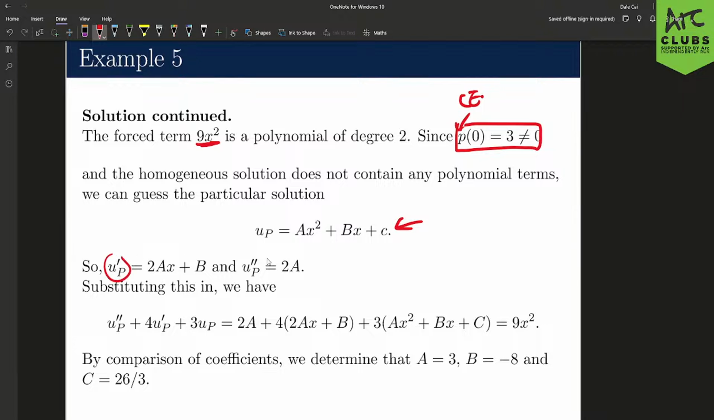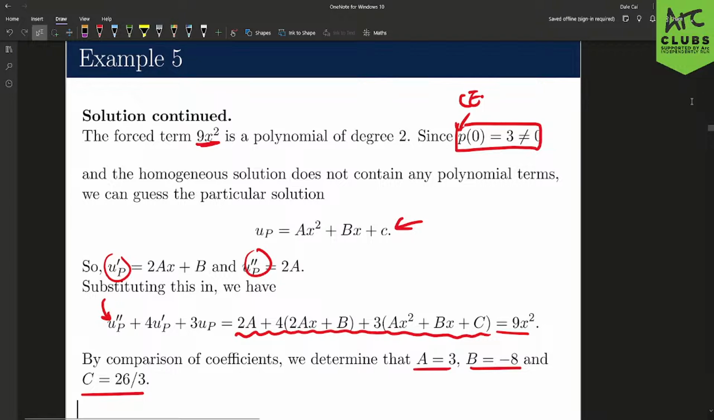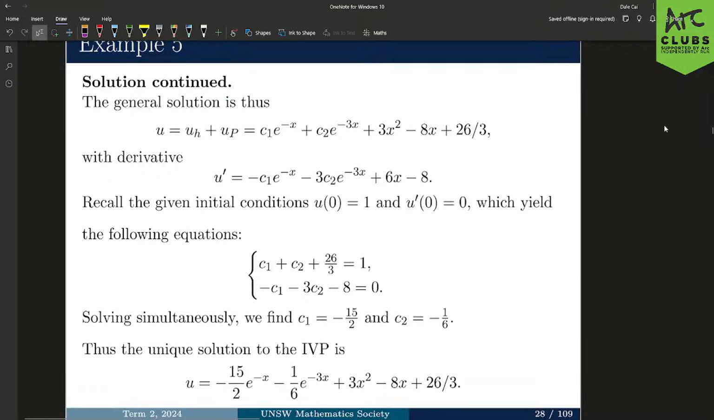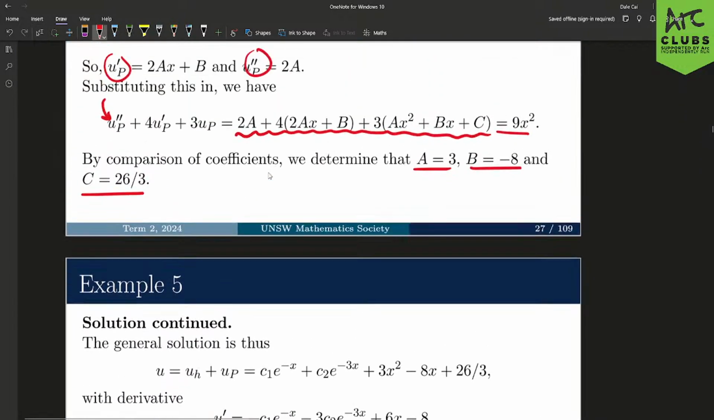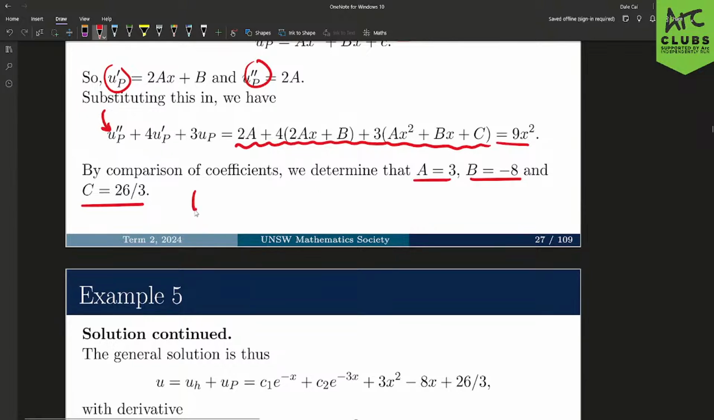So we find its two derivatives, and then we plug it into the left-hand side of the equation. We get this expression, which is meant to equal 9x squared, and then if you equate the coefficients, you find a is 3, b is negative 8, c is 26 on 3. So again, not hard, just a bit tedious. So this gives us UP equals 3x squared minus 8x plus 26 on 3.